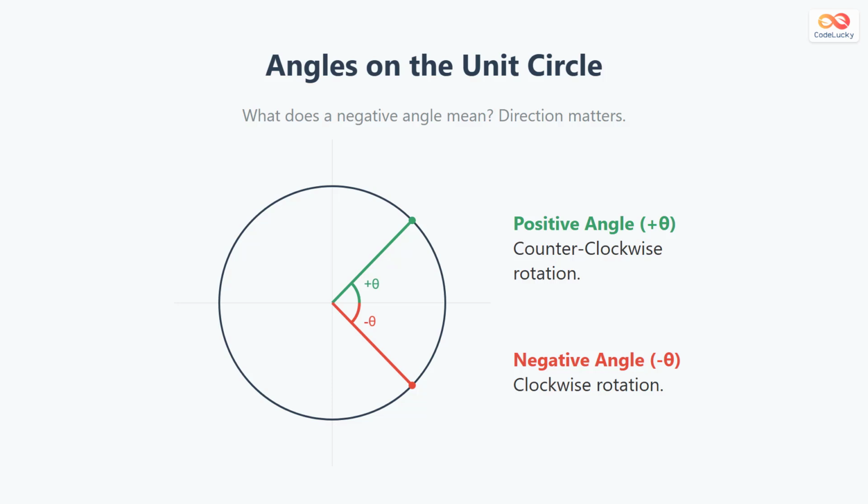In trigonometry, the input is an angle. Positive angles are measured counterclockwise from the positive x-axis. Negative angles are measured clockwise. So, positive theta goes up and negative theta goes down by the same amount.